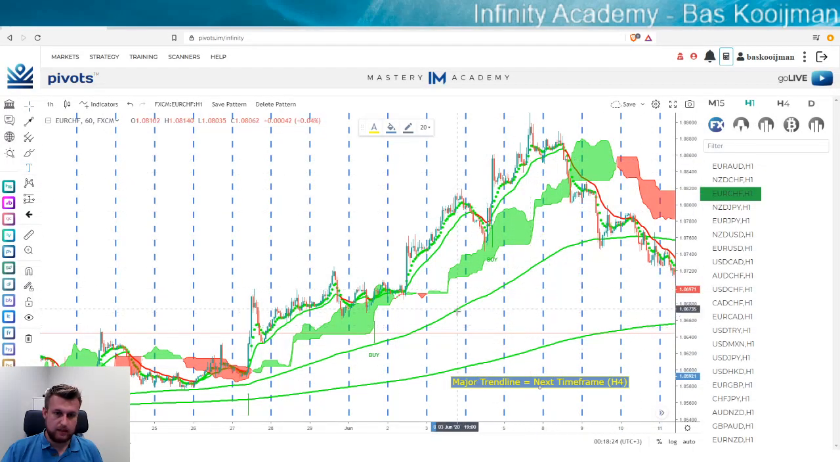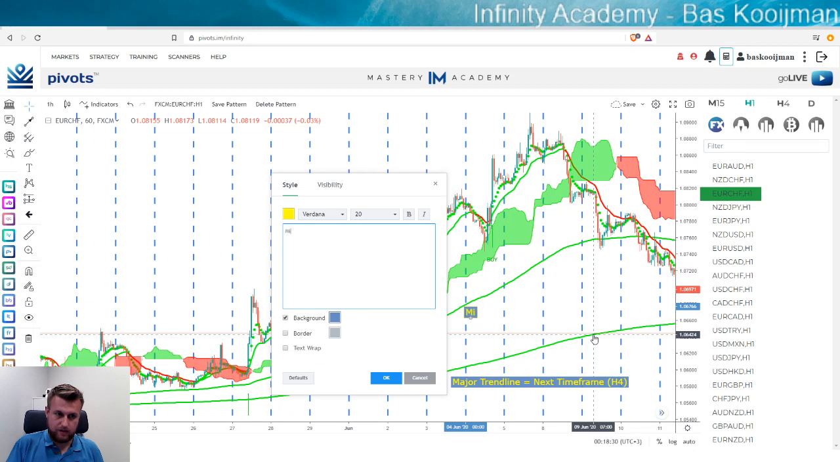The second trend line, a little bit closer to the price, is the minor trend line, as we discussed in video number 1. The minor trend line is the current time frame, and in this case that is the H1, the 1 hour.